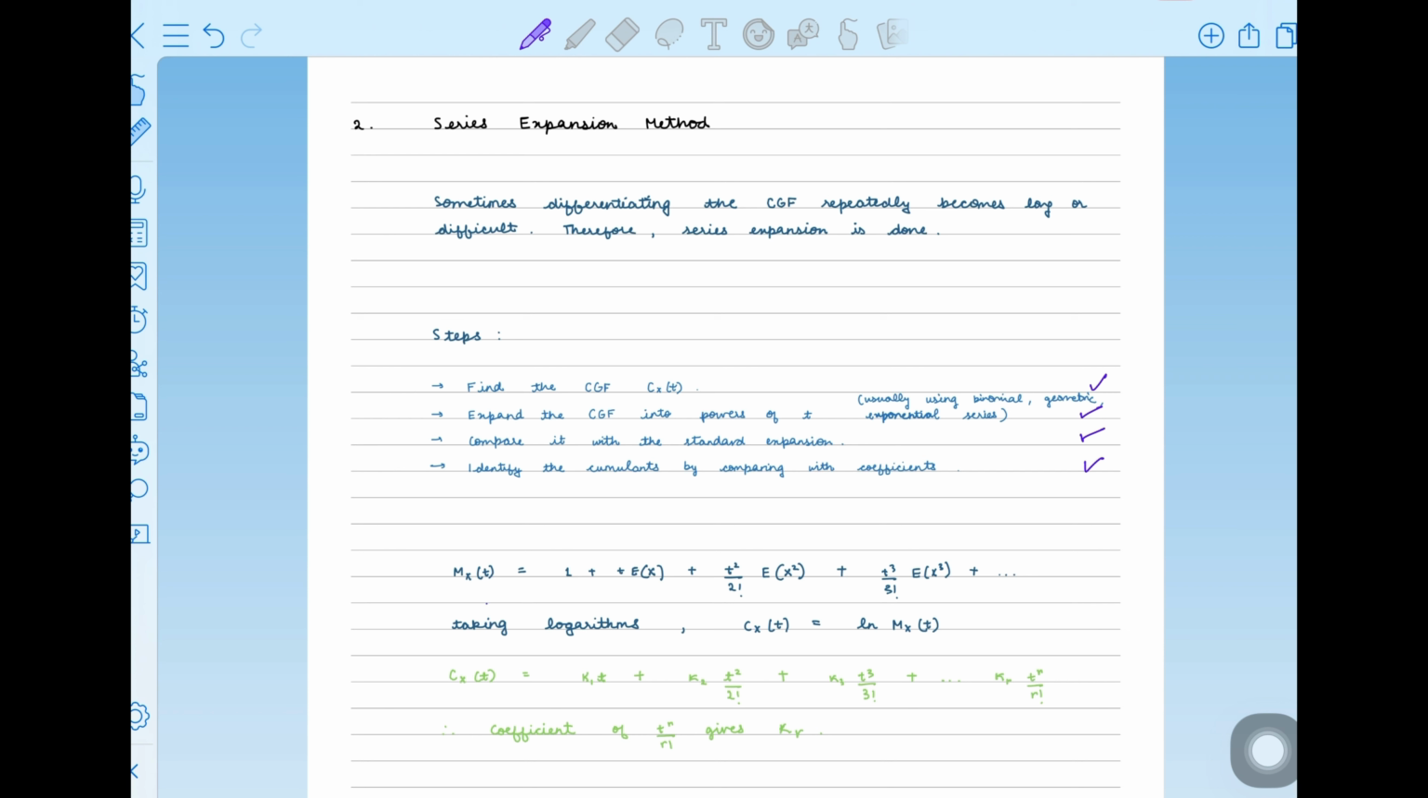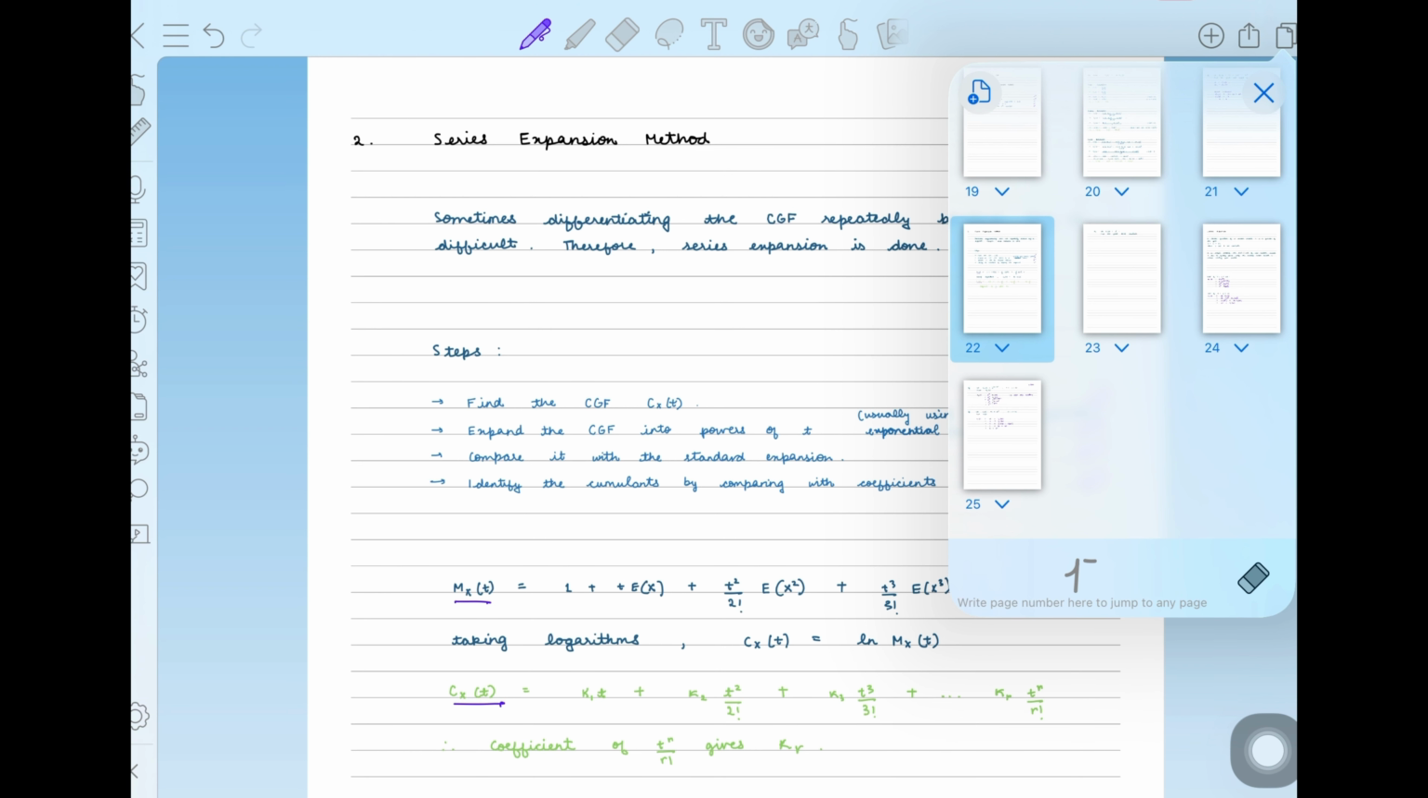We already know that the series expansion for the MGF is given by this expression. When we take logarithms, we get this expression. As we can observe, the coefficient of t to the r upon r factorial gives us the rth cumulant.